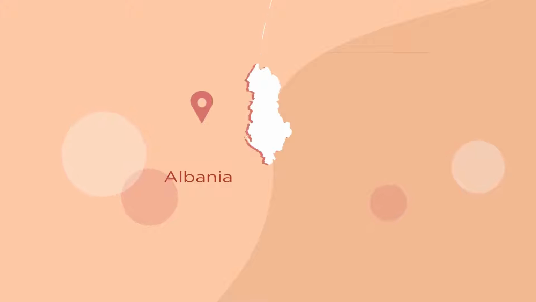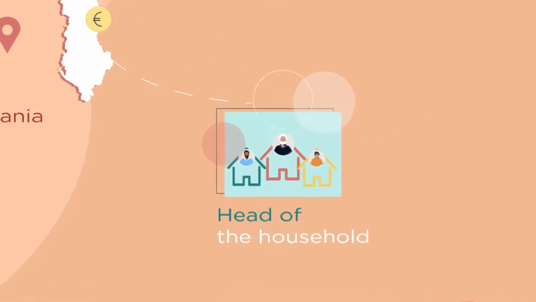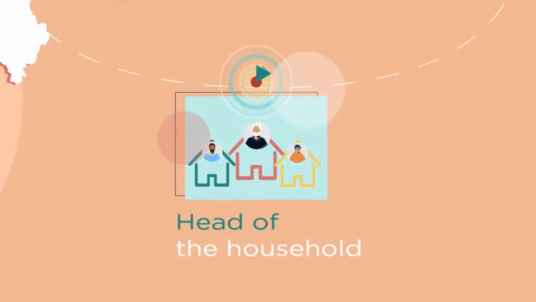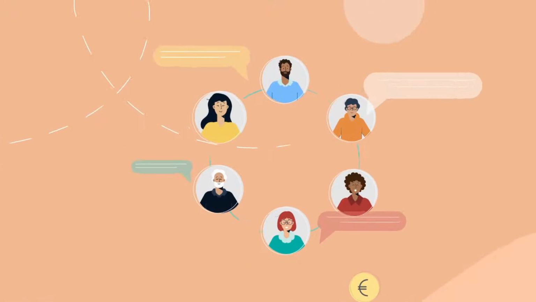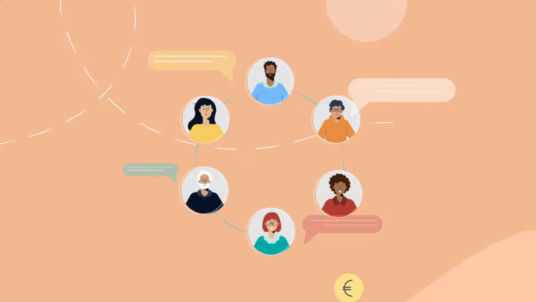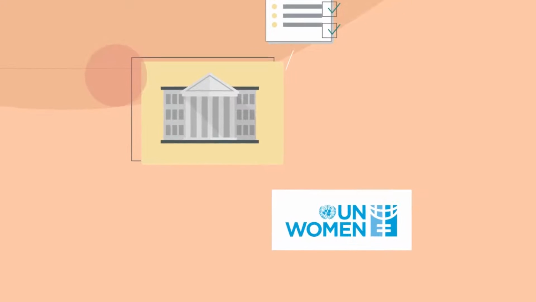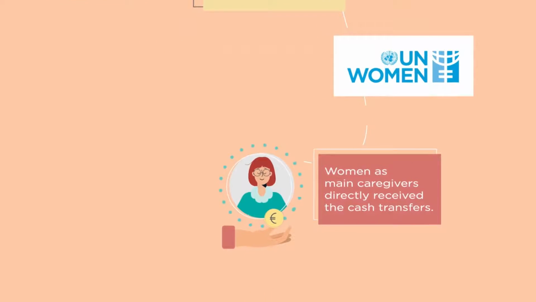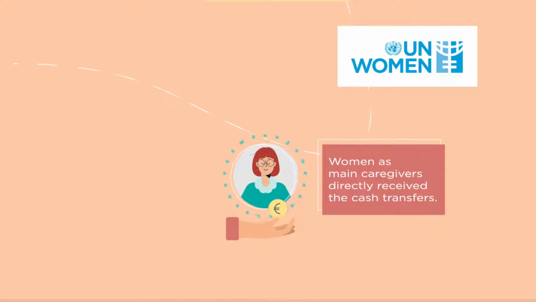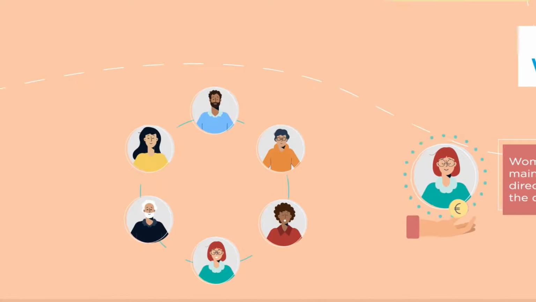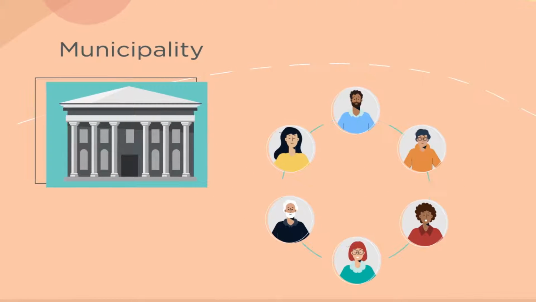In Albania, a cash transfers program targeted the head of the household, where the majority of cases were men. After a survey on how these funds were spent and a series of focus group discussions with women and men, the government, with the support of UN Women, changed the program in a way that main caregivers directly received the cash transfers. Municipalities allocated and spent additional funds and included other criteria to make the program more inclusive.